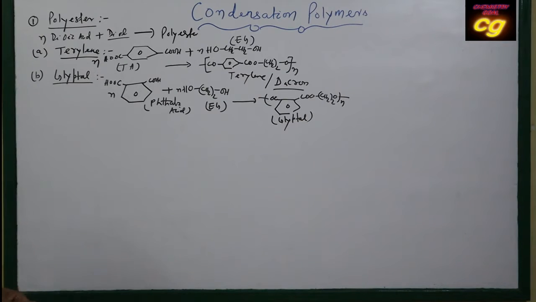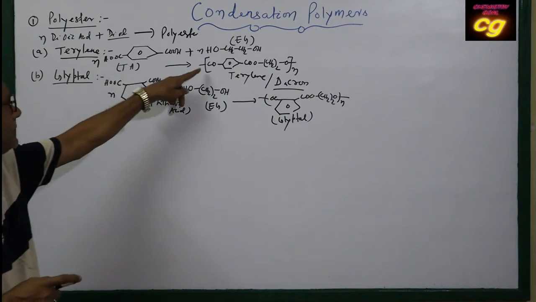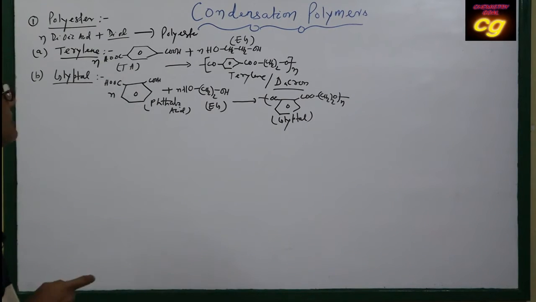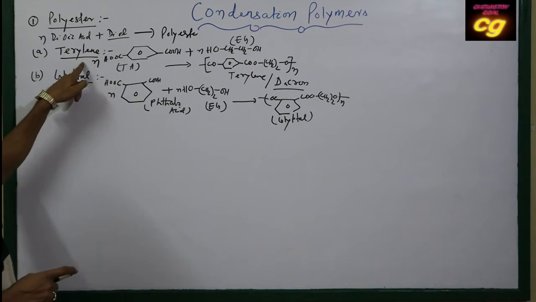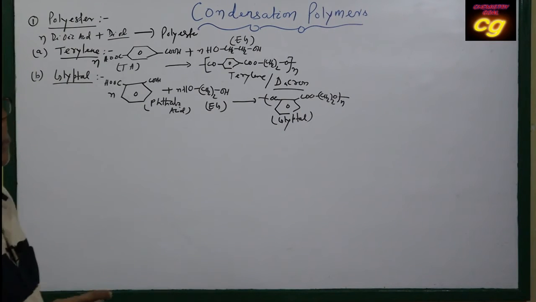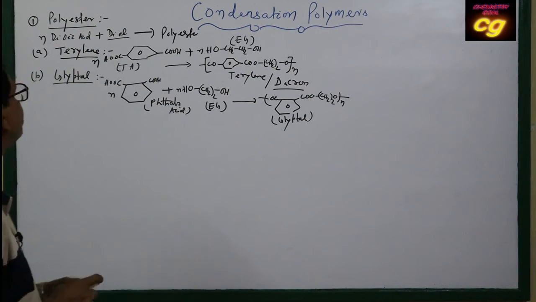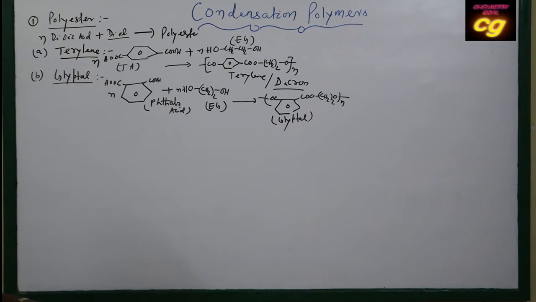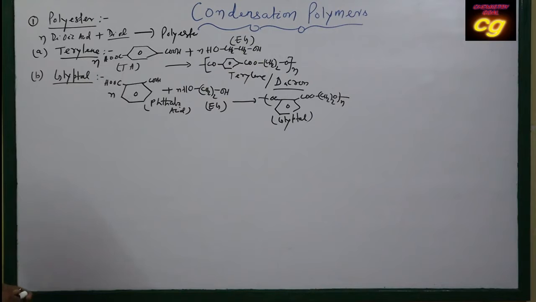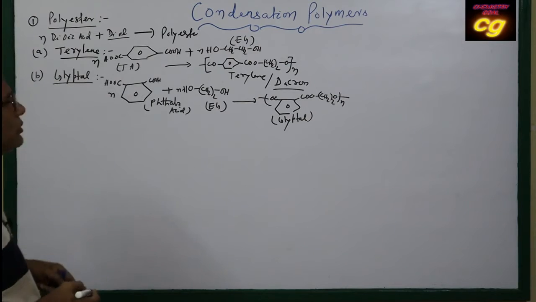So these are two examples of polyester. One is terylene, second one is glyptal. Both are used as synthetic fiber, polyester fiber and glyptal fiber. Glyptal is also used in the preparation of synthetic paint. Terylene is used as a fiber. A composite of terylene and cotton is called terrycot, a synthetic fiber. So terylene and glyptal are examples of polyester.